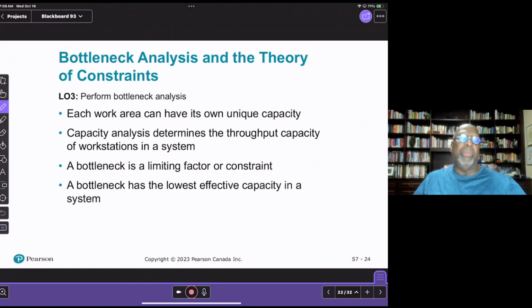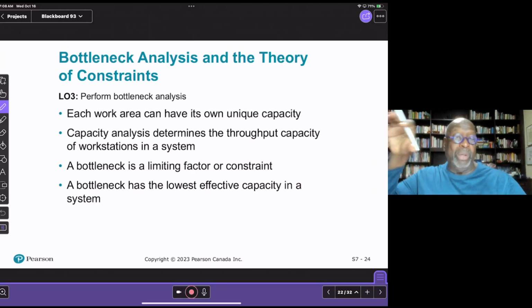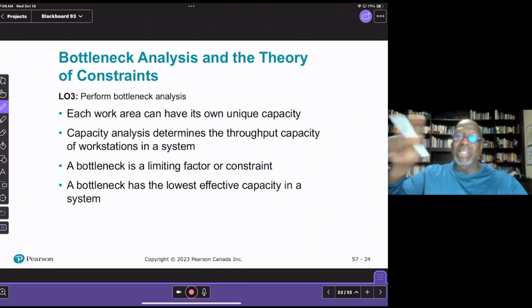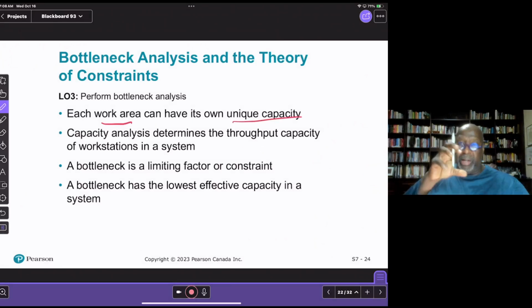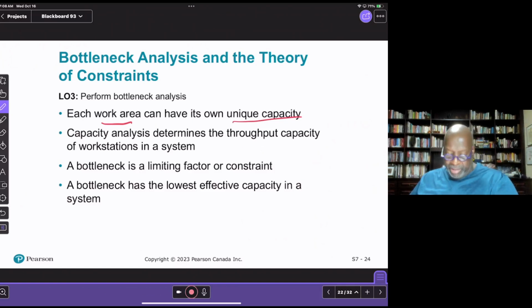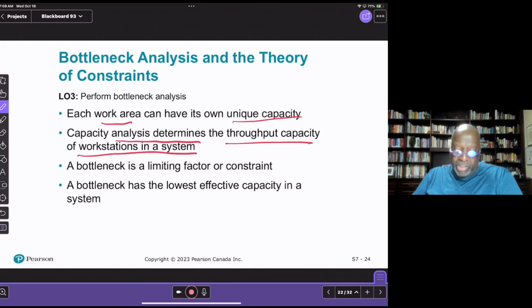One of the things that we try to do to improve process performance is to identify bottlenecks and remove them. And when you remove a bottleneck, there will be another bottleneck that will emerge. So the process is actually constant until you reach a desired level of performance. Each area can have its own unique capacity. That's the first thing to remember. And if those areas impact each other, then one of them will be a constraint on the rest of your system.